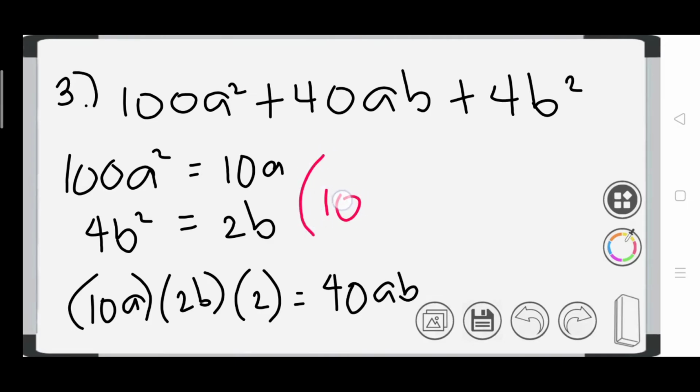So, kunin natin ulit 10a. Get the sign, plus, and then 2b raised to 2. So, that will be our answer. Okay, let's have one more example. So, example number 4.